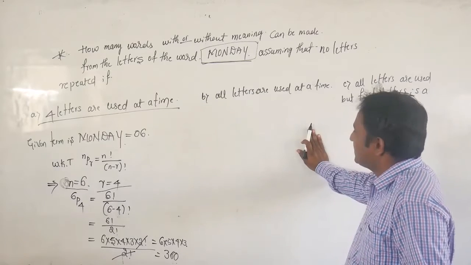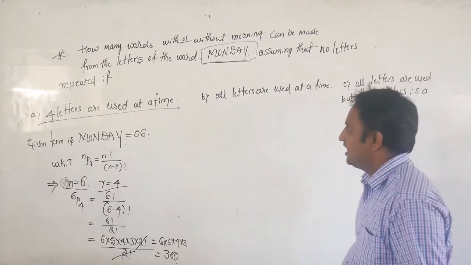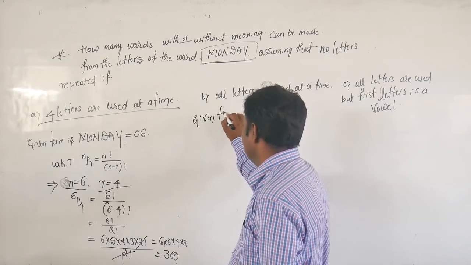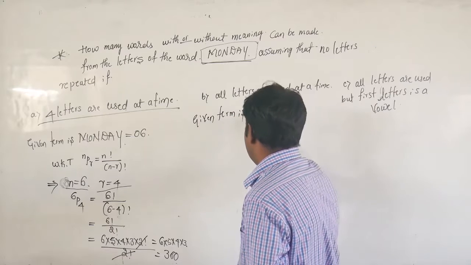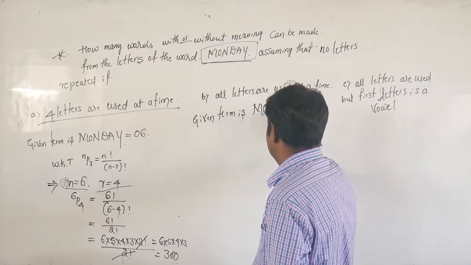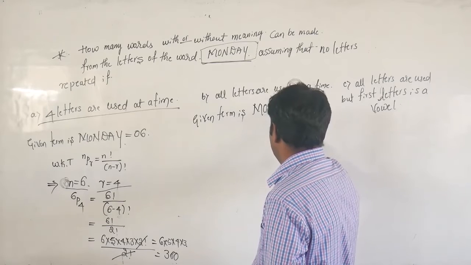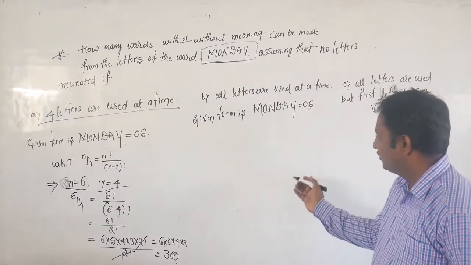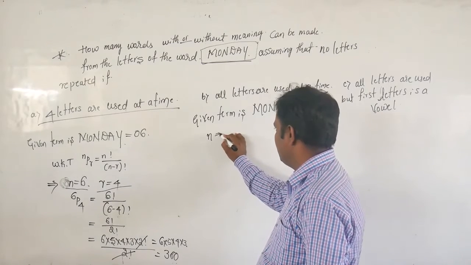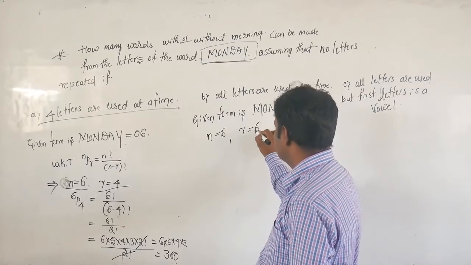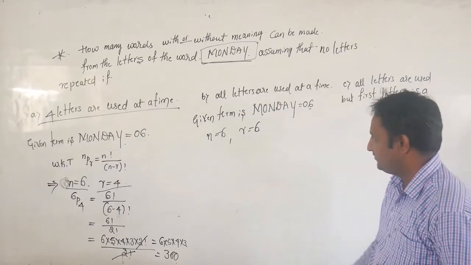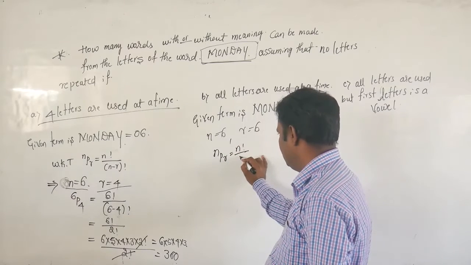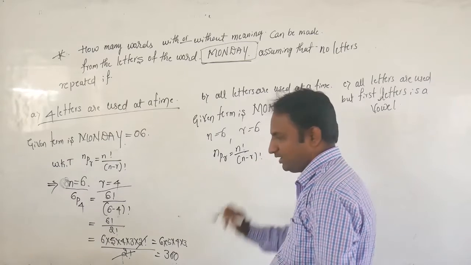Now, all letters are used at a time. Here, the given term is Monday, consisting of 6 letters. Here, the n value is 6, and we choose 6 letters to use at a time. That's why nPr is n factorial divided by (n minus r) factorial.